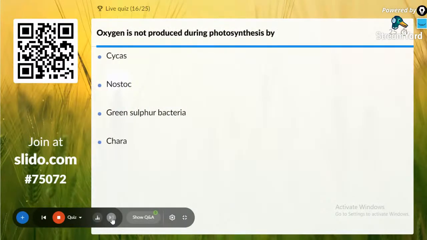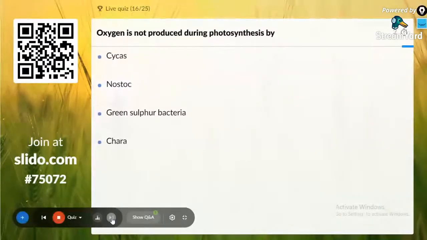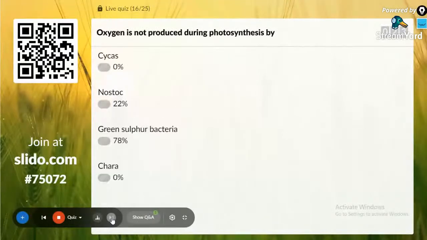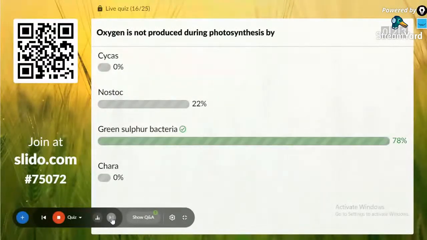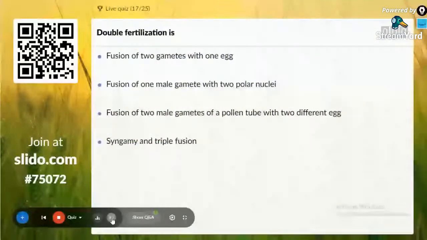Oxygen is not produced during photosynthesis by Cycas, Nostoc, green sulfur bacteria, Chara. Oxygen is not produced during photosynthesis by. Yes, getting the answers to be C on my chat box. Yes, 78% of you guys have voted for the correct answer. It is green sulfur bacteria. Next, 17th question on the screen.